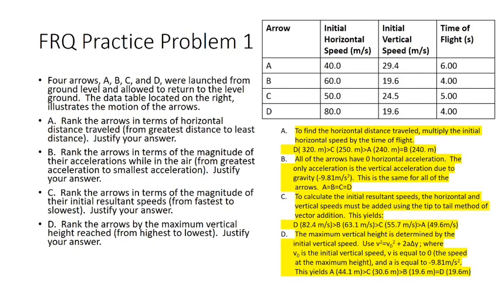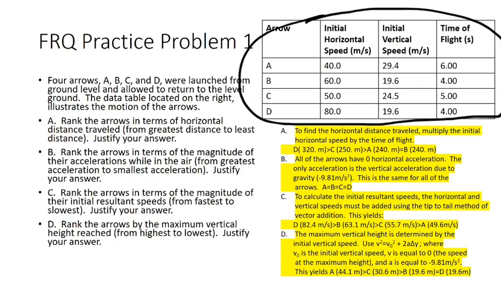All right, so now we're going to look at FRQ practice problem number 1. Four arrows, A, B, C, and D, were launched from ground level and allowed to return to the level ground. The data table located to the right illustrates the motion of these arrows. So our table is giving us the initial vertical speed, the initial horizontal speed, and the time of flight. First thing we want to do is rank the arrows in terms of horizontal distance traveled, from greatest distance to least distance, and we're going to justify our answer.